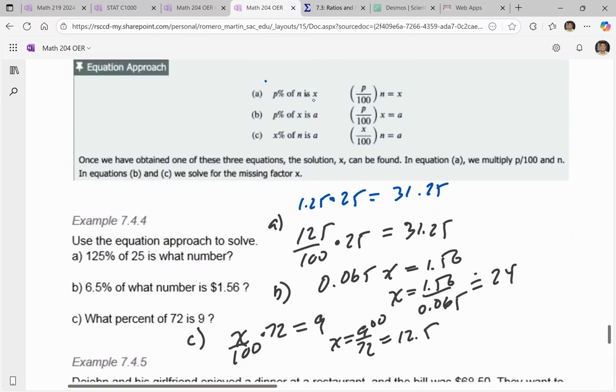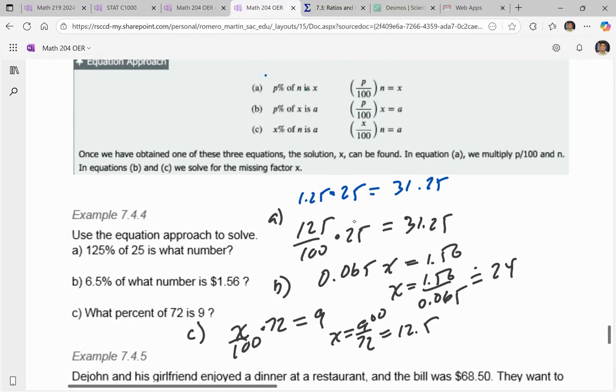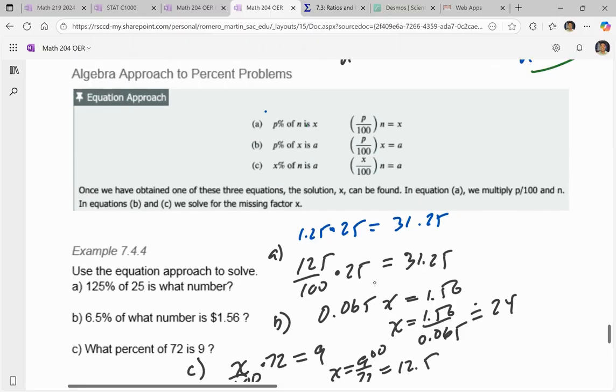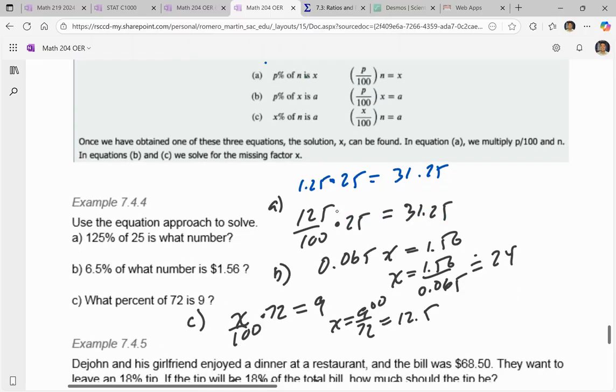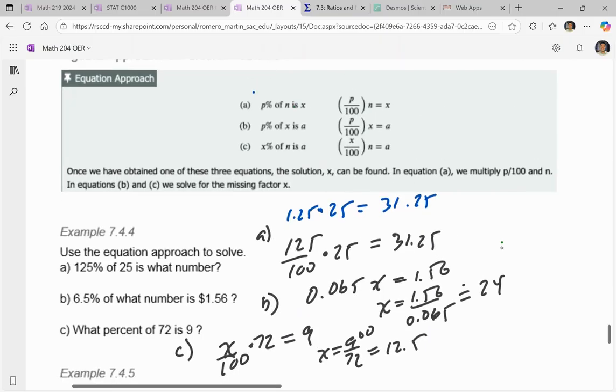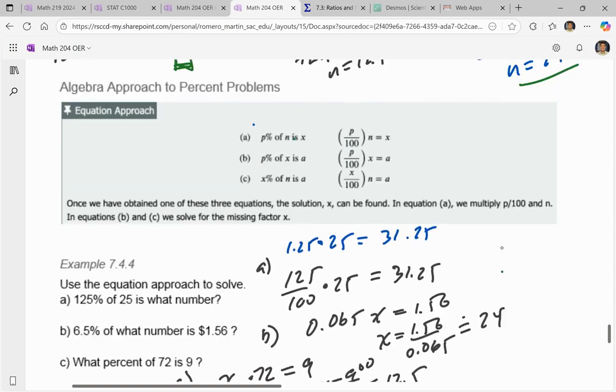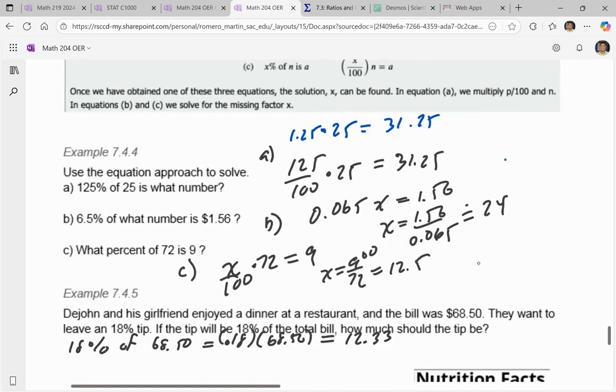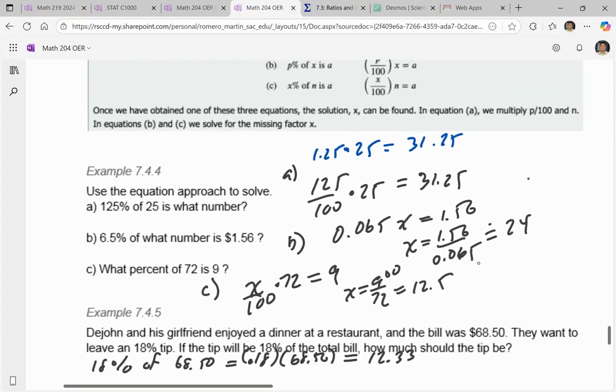6.5% of what number? So we have the percent, we're missing the number, so that's x, is 1.56. So we have the A. Now it's this setup here. P over 100, which turns out to be 0.065. It helps if we convert into a decimal, that P over 100. Then you get 0.065x equals 1.56, and then divide both sides by 0.065 and x equals 24. You could see how this is a little bit more algebraic approach, but it's pretty efficient to solve once you know which formula to use.